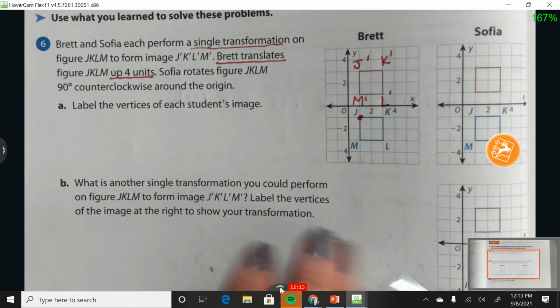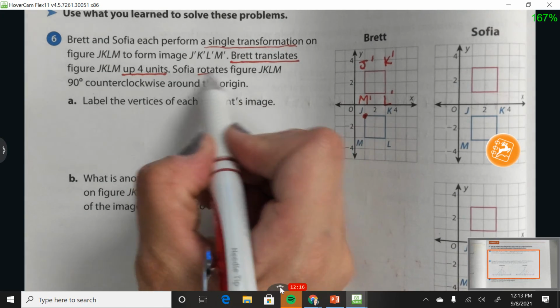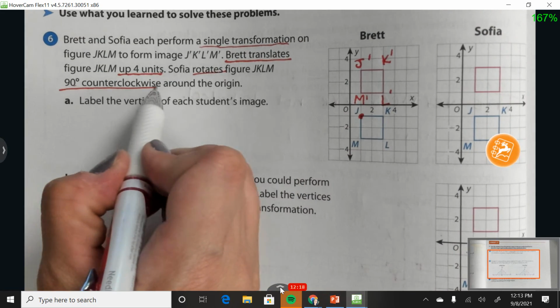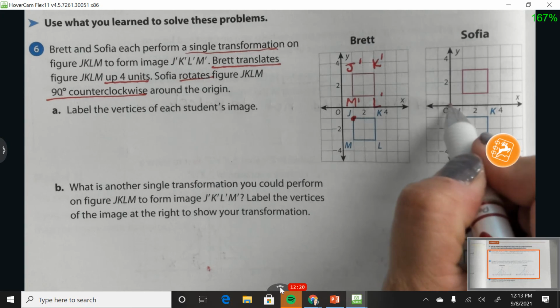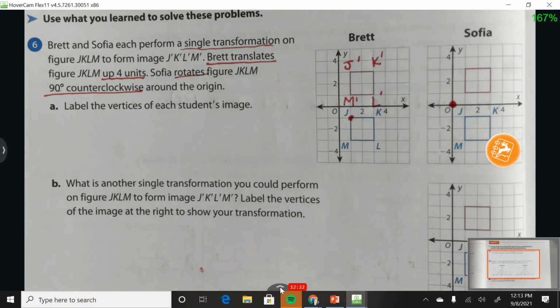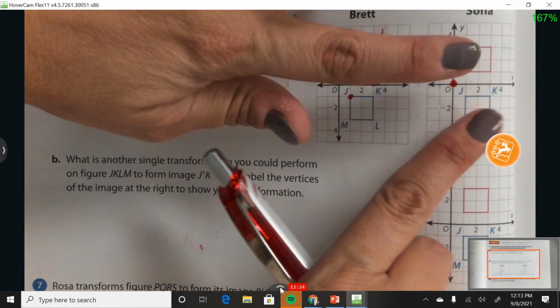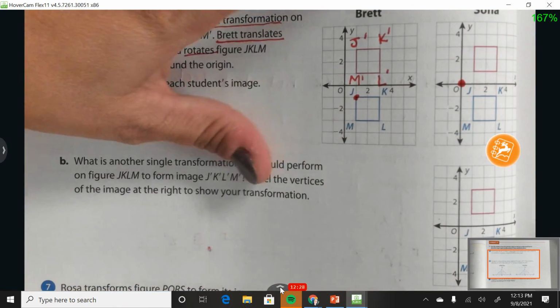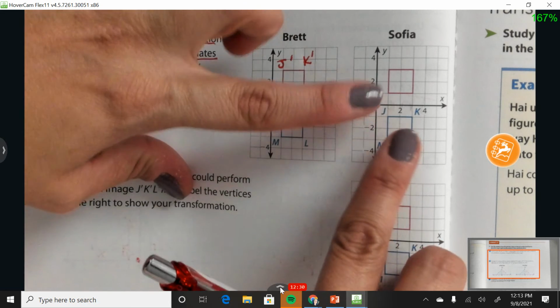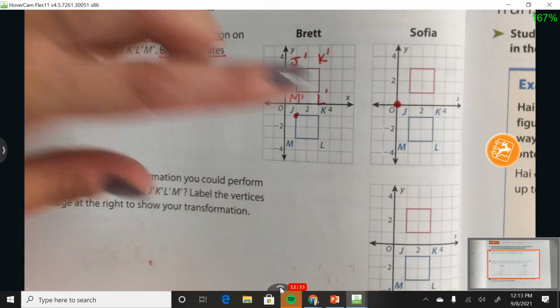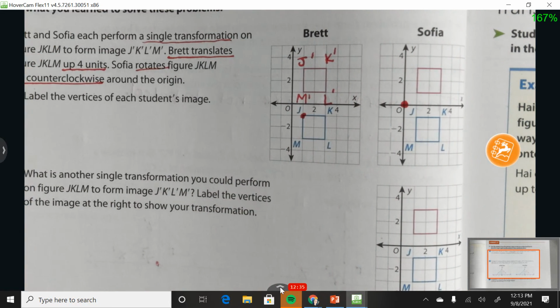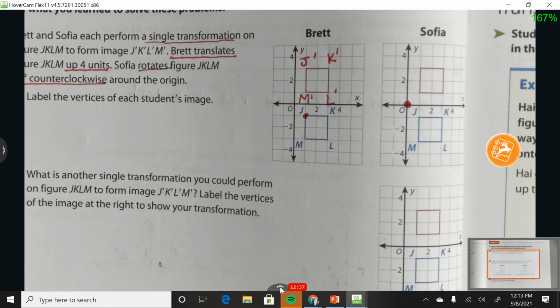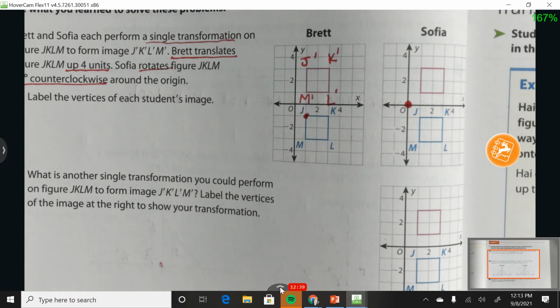Alright, then it says that Sophia rotates it 90 degrees counterclockwise around the origin. So she's taking this image and she's going to turn it 90 degrees. Okay? So she's taking this image, turning it 90 degrees. Write J prime, K prime, L prime, and M prime. You have to write 4 letters. If you get it wrong, you can erase it.